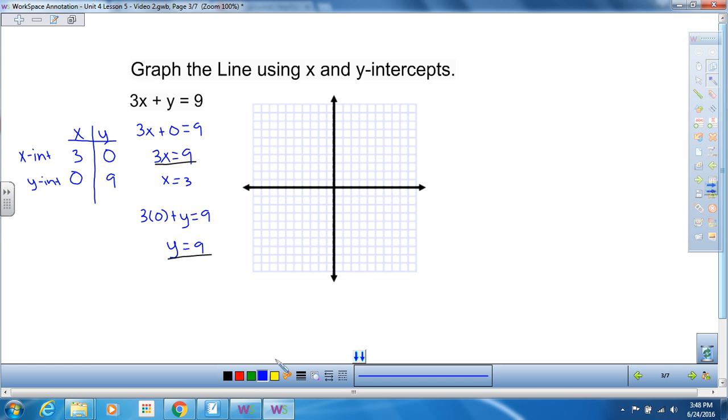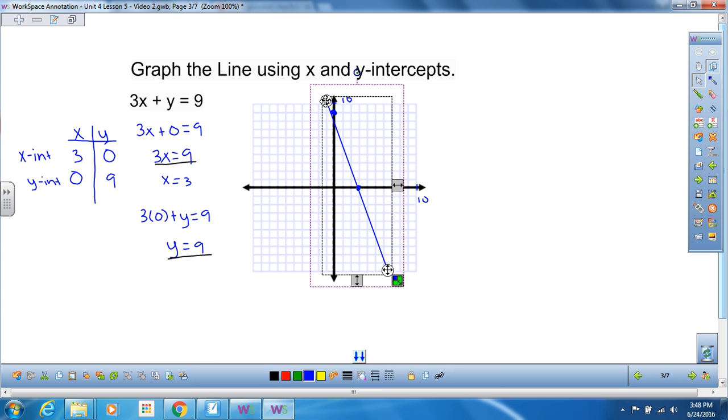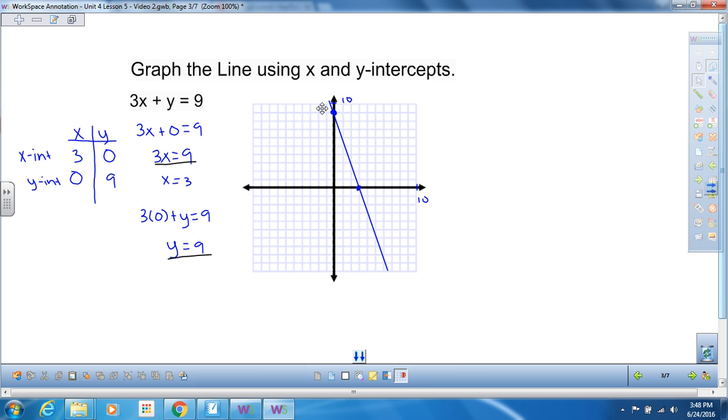Okay, so once you find those 2 points, then you graph them. So (3, 0), (0, 9), and then those are the only 2 points that you need to graph, and then connect them with a line. The line should still go all the way through your graph. And then have arrows at the ends. Okay.